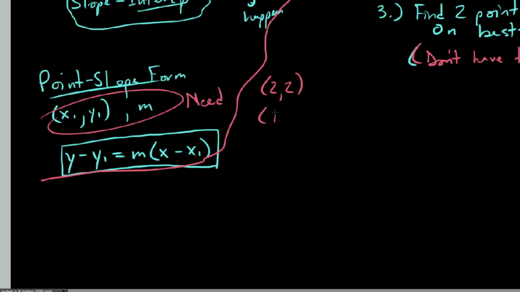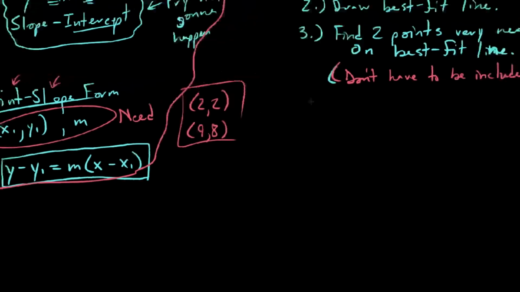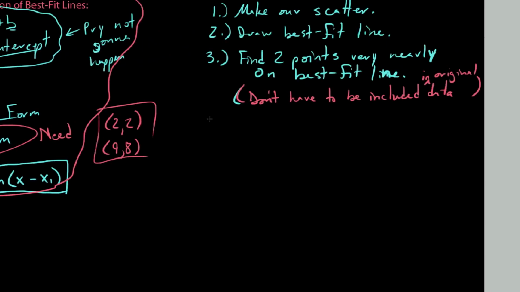9, 8. The bottom line is this now. We have 2 points on the graph. We need a point, just one of those actually, and a slope. Currently, we do not have a slope. So here's what we'll do now. Step 4 over here is, once we find 2 points, we'll go ahead and write this.